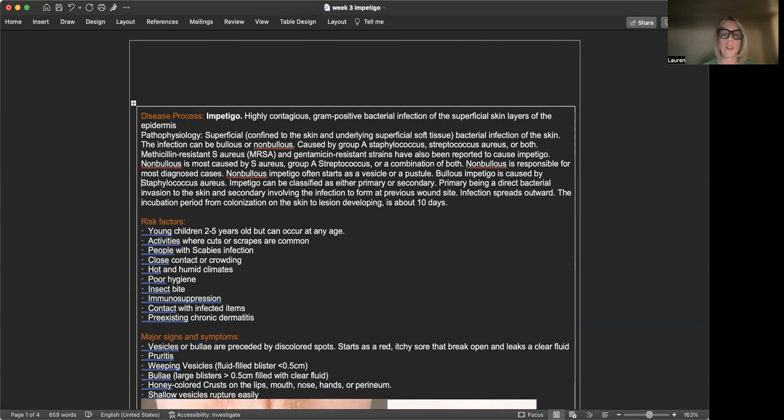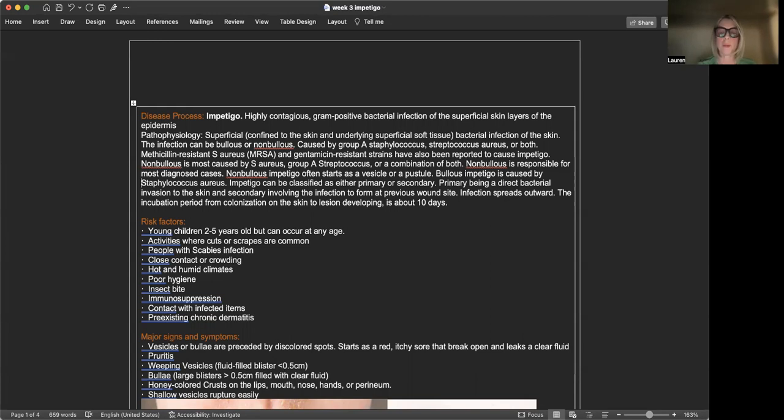Also, MRSA and gentamicin resistant strains have been reported to cause impetigo as well. Non-bullous is most commonly caused by Staph aureus or group A streptococcus or a combination of both. Non-bullous is responsible for most diagnosed cases, and it starts as a vesicle or pustule on the skin.